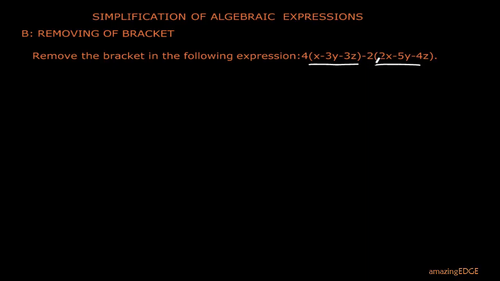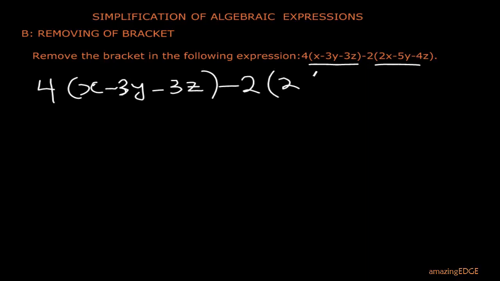So this is what we have now. We have 4 into x minus 3y minus 3z. Bracket closes. Then we have another one: minus 2 into 2x minus 5y minus 4z. That's what we have. So we handle them in bits. We'll start by handling the first bracket.